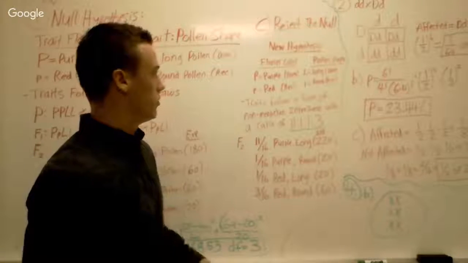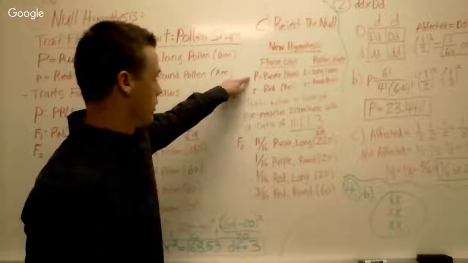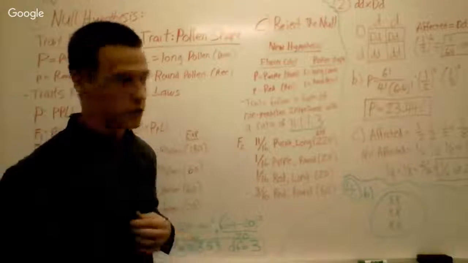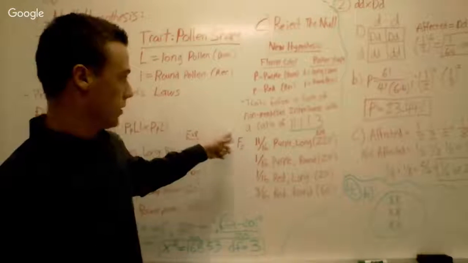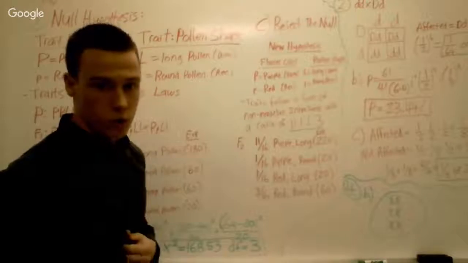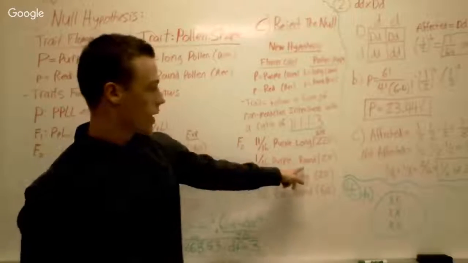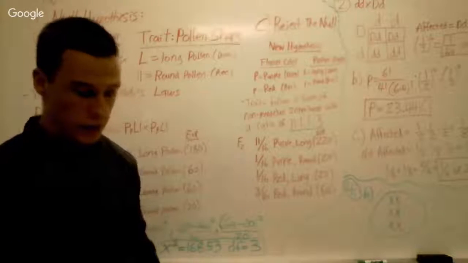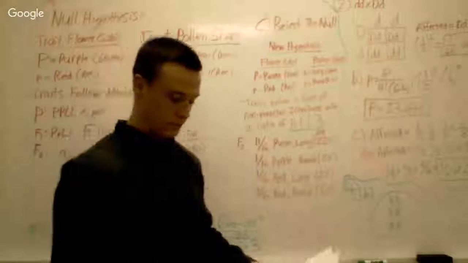So my new null hypothesis, looking at the ratios I had and the observed ratios, I still think that purple is dominant to red and that long is dominant to round. But now I don't think that these traits follow simple Mendelian inheritance. They follow a different form, and the ratio would be 11 to 1 to 1 to 3. So if these were made with these ratios, you would end up with 220 purple long, 20 purple round, 20 red long, and 60 red round. But if you look at the actual values, those match up a lot better.